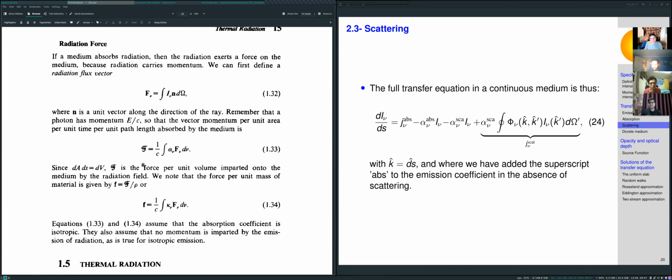Okay, so this idea about the radiation force is, well, these are just definitions where we define the radiation flux vector as the same as the specific intensity, but giving it a direction. And then when we want to calculate the flux of something through a surface area, we take the dot product of F on a surface area.